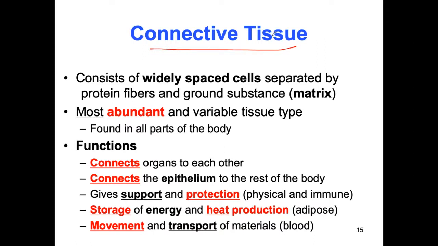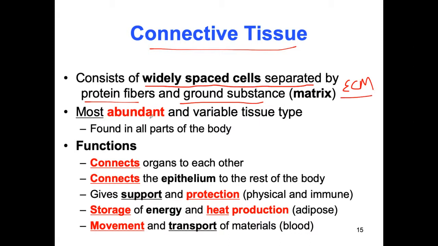So connective tissue. Remember with epithelium, it was a bunch of cells closely packed together with very little extracellular matrix. With connective tissue, we have cells that are widely spaced apart, and they're separated by protein fibers and what we call ground substance or matrix, or extracellular matrix, which is really important.